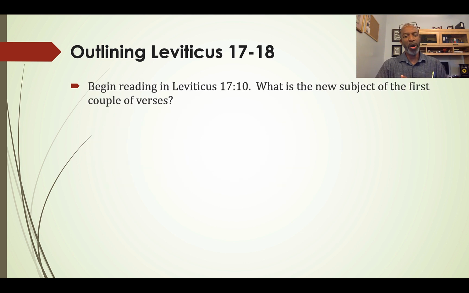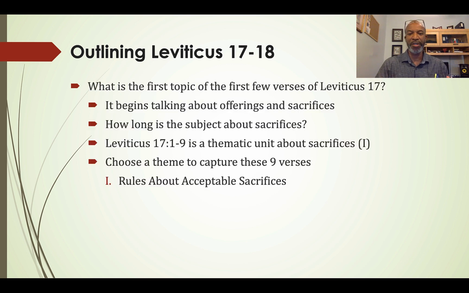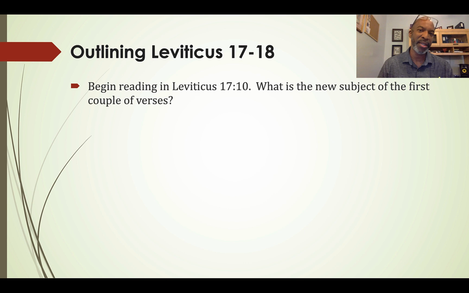Okay, and so now we've got the first theme, and you see we've got Roman numeral 1. There are rules about acceptable sacrifices. And then we would continue reading. We start reading in Leviticus 17, verse 10. And it says, whatever man of the house of Israel, of the strangers who dwell among you, who eats any blood, I will set my face against that person who eats blood.